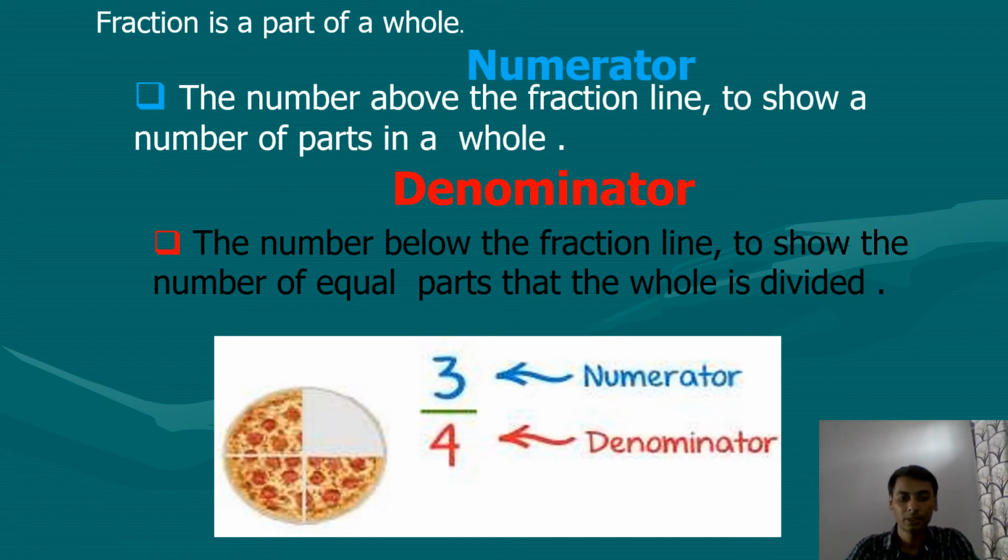Here is a pizza. This pizza, that is the whole, is divided into four equal parts, but here are only three parts and one part is missing.